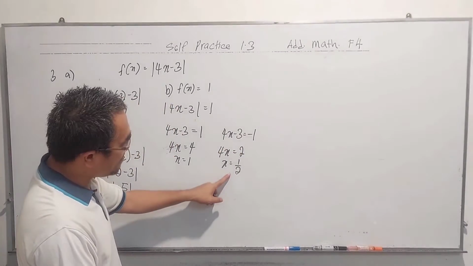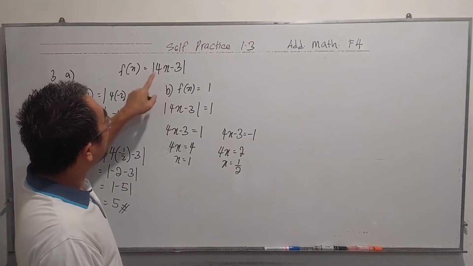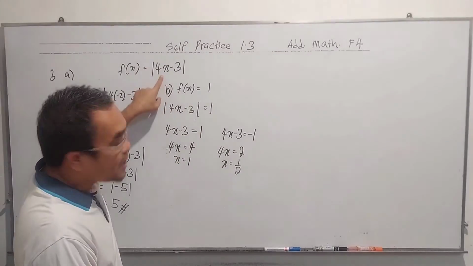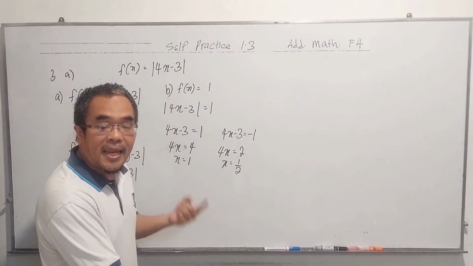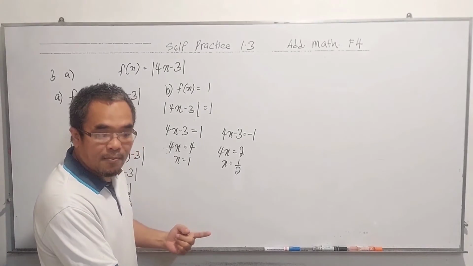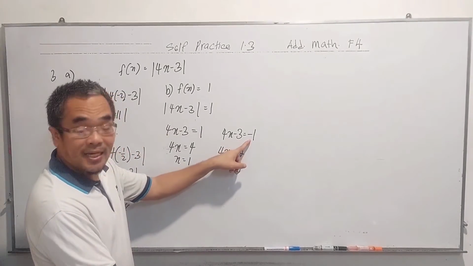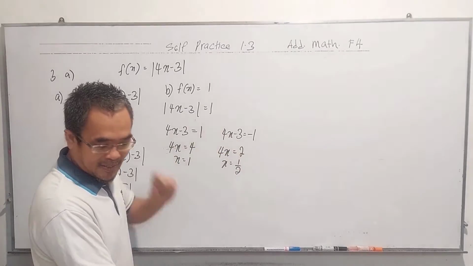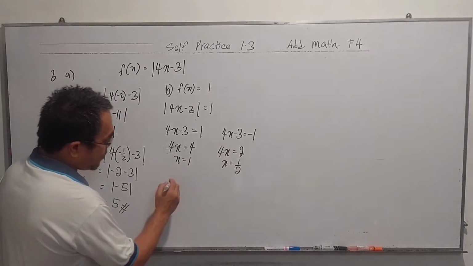So let's replace this 1 over 2 here. 4 times 1 over 2 will be 2. 2 minus 3 will be negative 1. So negative 1 modulus becomes 1. So originally it was negative 1 for this one. Okay, now look at C.